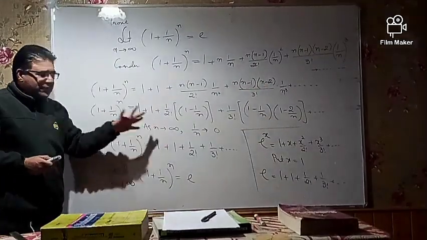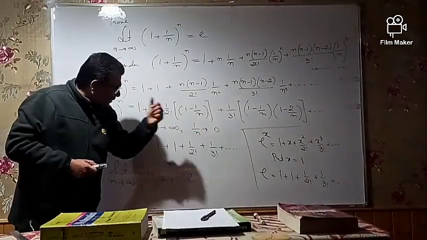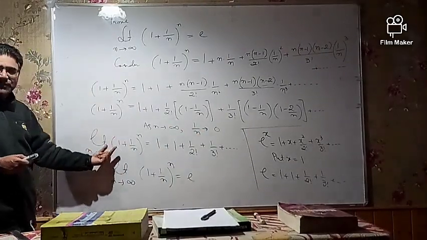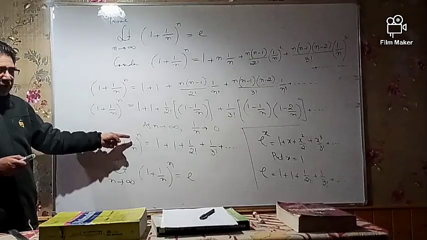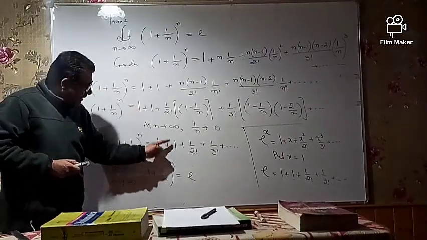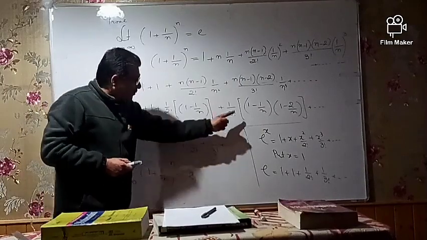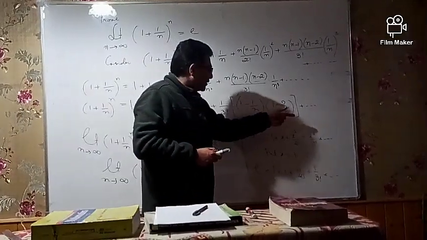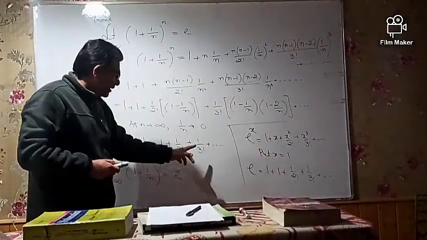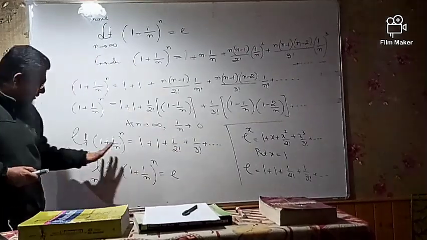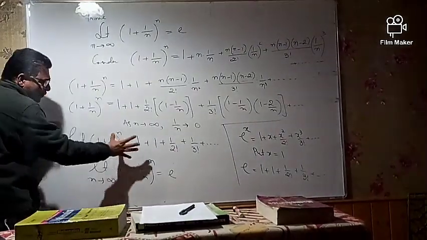Now as n tends to infinity, 1 by n will tend to 0. So it will be limit n tends to infinity, 1 plus 1 by n raised to power n is equal to 1 plus 1 by 2 factorial, 1 minus 0 becomes 1, 1 by 3 factorial, 1 minus 0 is again 1, 1 minus 0 is again 1, 1 into 1 becomes only 1, so it is 1 by 3 factorial, and so on. So this limit is equal to this series.